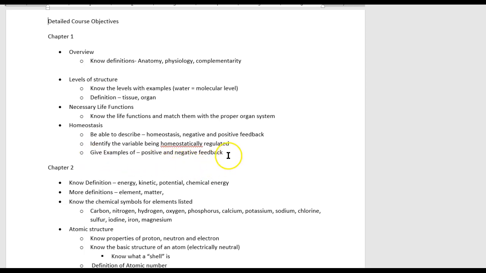The only thing that I told you not to worry about is matching the life functions with the proper organ system. We will go over organ systems in lab, but we don't connect them to functions because we're really getting ahead of ourselves if we do every organ system.